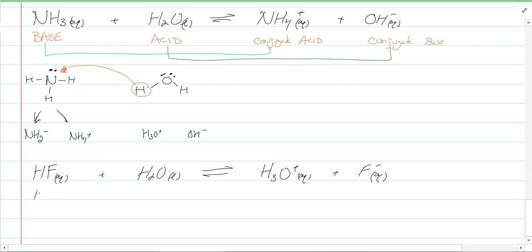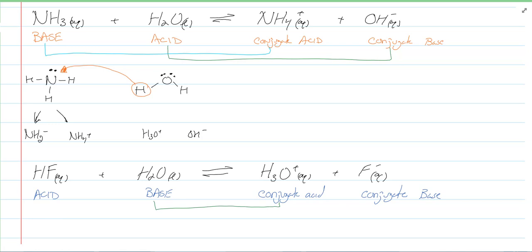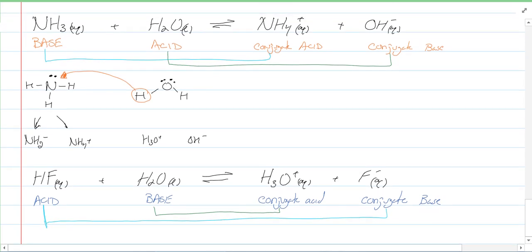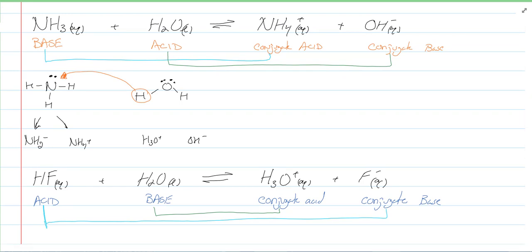So I have an acid. I have a base. I have a conjugate acid and a conjugate base. Pairs again: base and conjugate acid, and use a different color there, acid and conjugate base. And you might have noticed something real quick here. You might have noticed that water is an acid there and a base there. How can water be both?